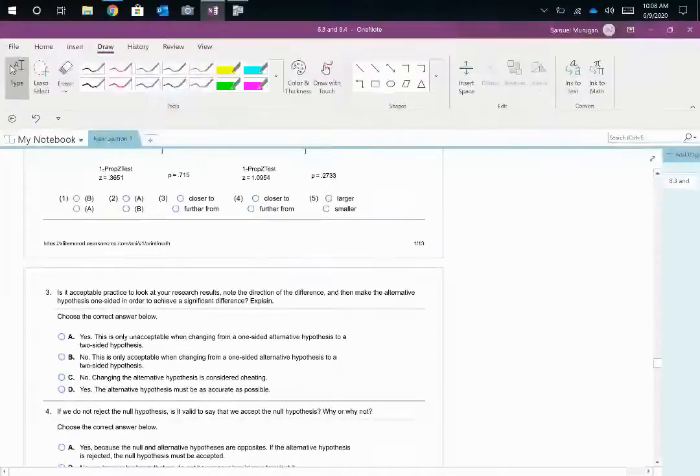Question 3, is it acceptable practice to look at your research results, note the direction of the difference, and then make the alternative hypothesis test one-sided in order to achieve a significant result? No, it's not acceptable. You're cheating when you do that. You can't change the conditions. You can't change the alternative hypothesis to get the result you want. Changing the alternative hypothesis is definitely rigging the results, cheating. Okay, don't.